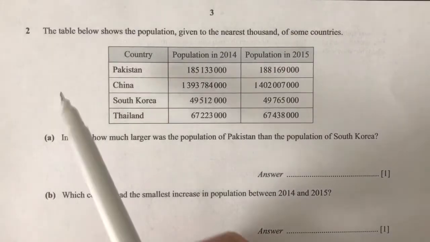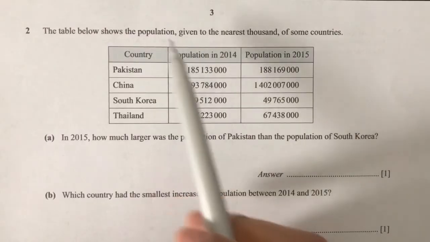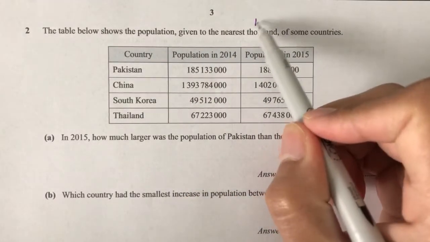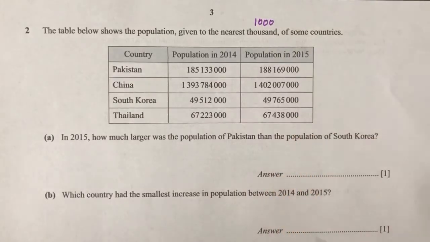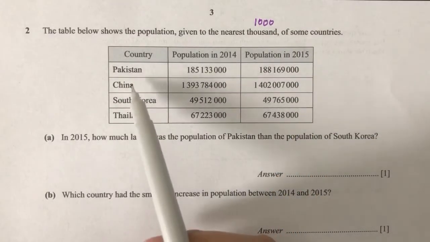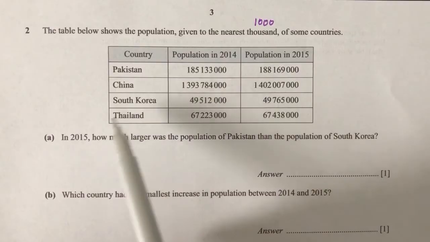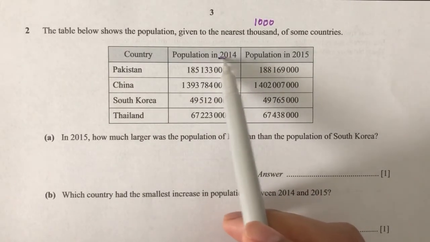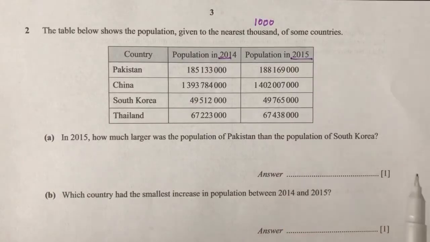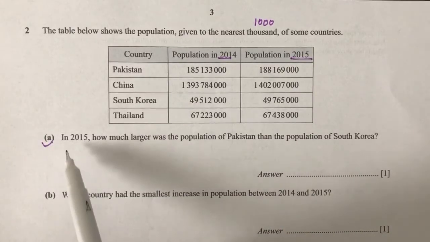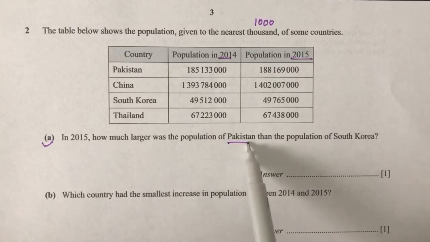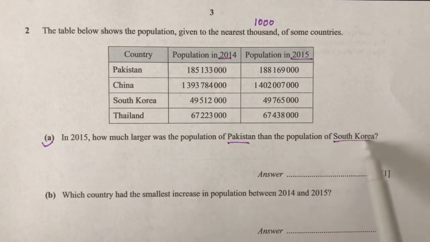Question number 2. The table below shows the population given to the nearest thousands, so 1,000, of some countries. Now we have 1, 2, 3, 4, Pakistan, China, South Korea, and Thailand. This is the population in 2014, and this one will be in 2015. Question part 1. In 2015, how much larger was the population of Pakistan than that of South Korea?